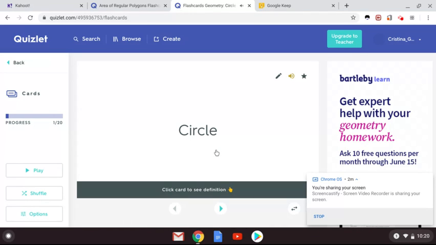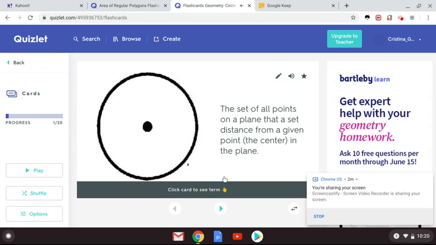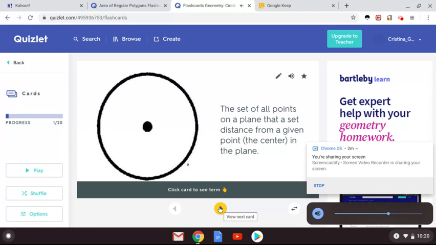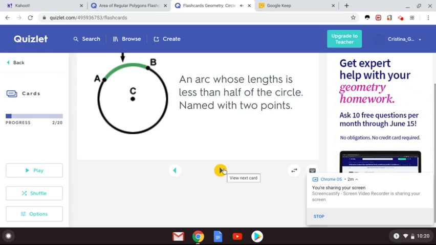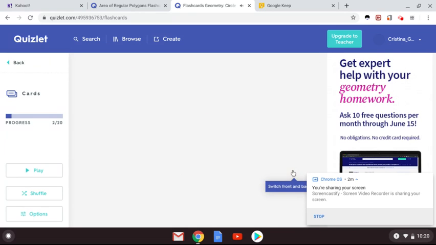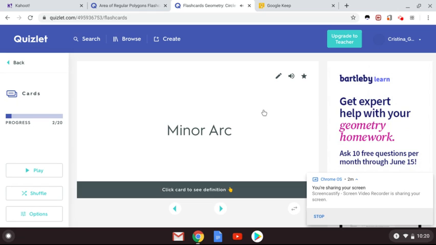Okay, so the circle: a set of all points on a plane that is a set distance from a given point in the plane. An arc whose length is less than half of the circle, named with 2 points. This is the minor arc. So I'm actually going to switch it back.